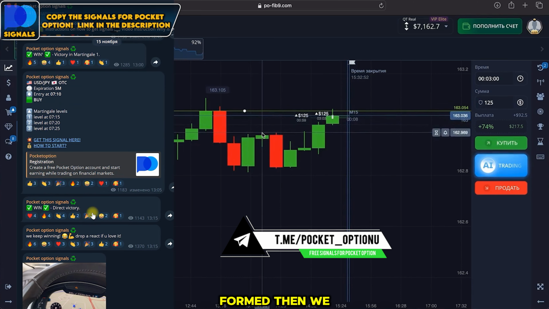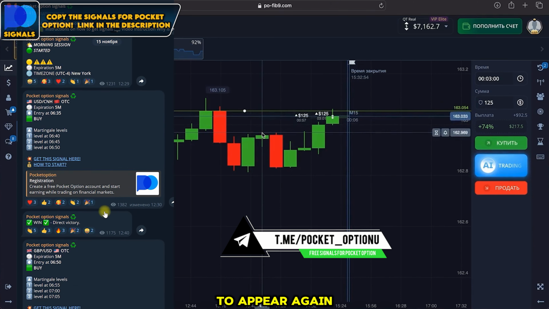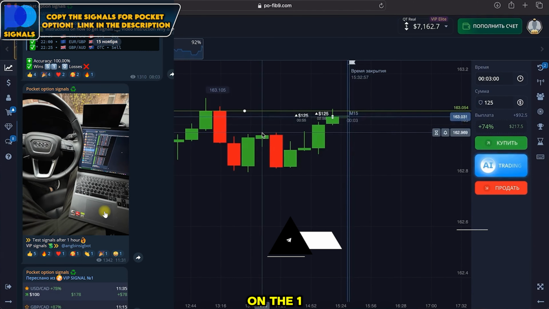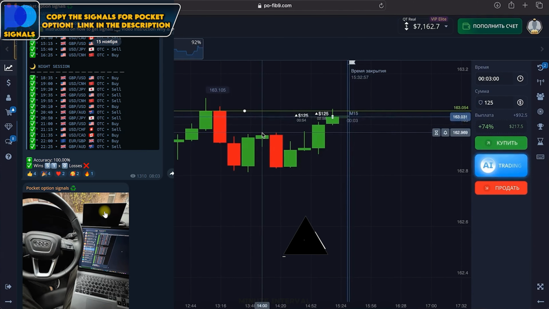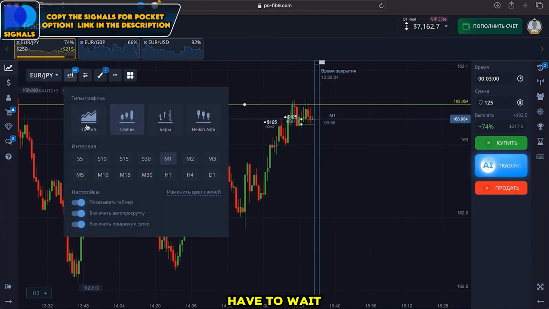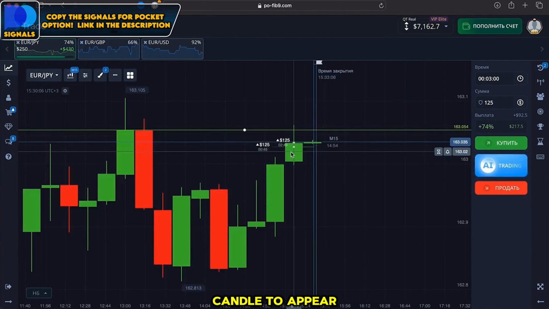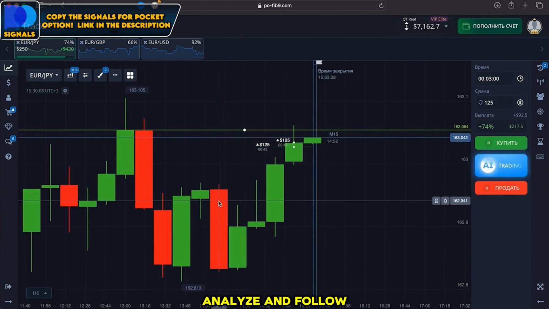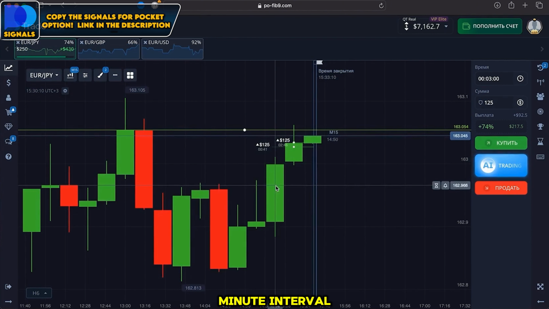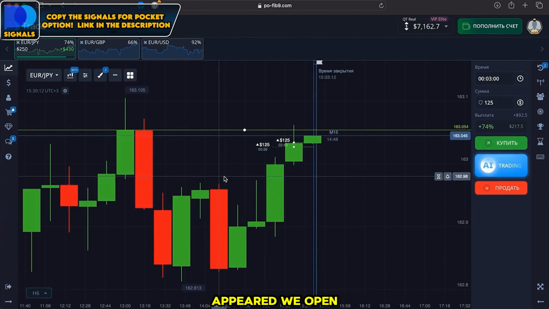2 candles are formed, then we wait for moments when they start to appear again, at the beginning on the 1-minute interval. All of this can be confirmed, that is, to see how the candles are moving here. We don't have to wait 15 minutes for one huge candle to appear, for example, but just watch, analyze, and follow the candles on the 1-minute interval. A candle has appeared, we open.